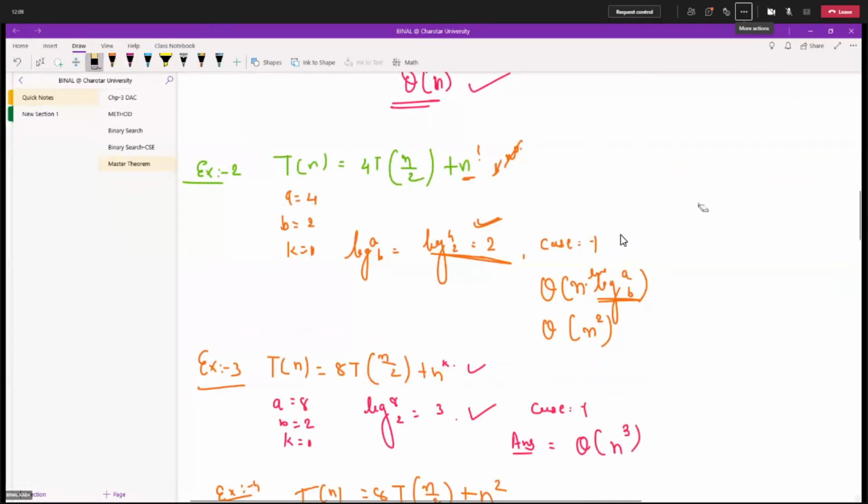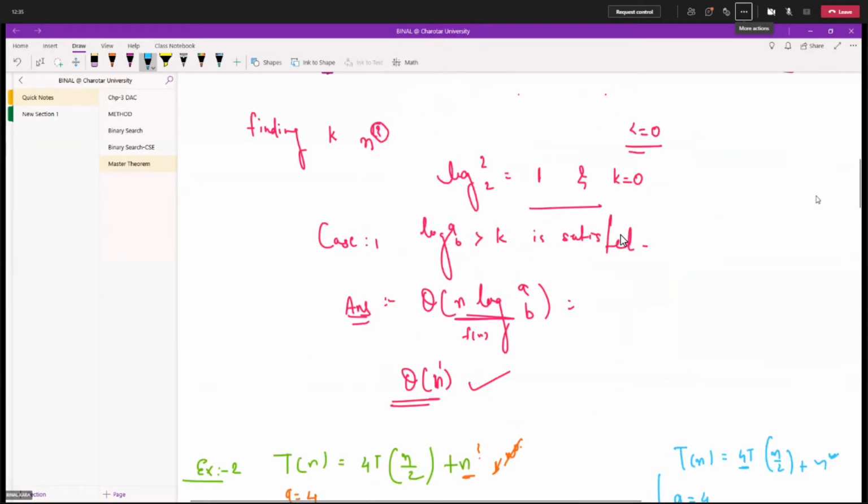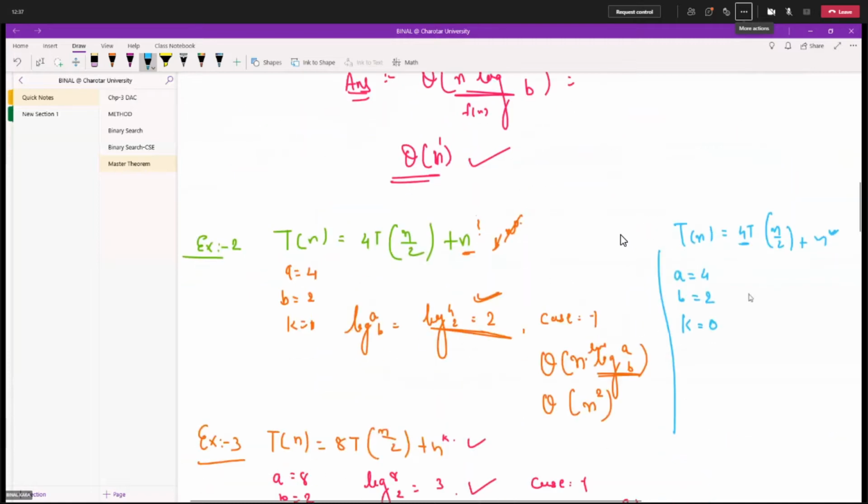Let's take one more example. We'll solve many examples for the particular cases, so you'll get an idea of it. We have another function, 4T(n/2) + n. Okay, what is the value of a? 4. And b? 2. What is the k value? 0, because there is nothing in n. Okay, are you sure? See. 1. Yes. Here there is the 1.